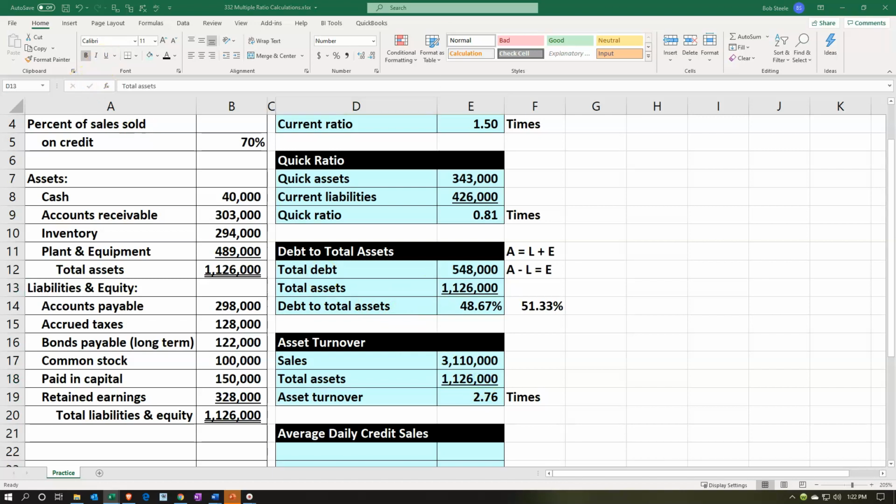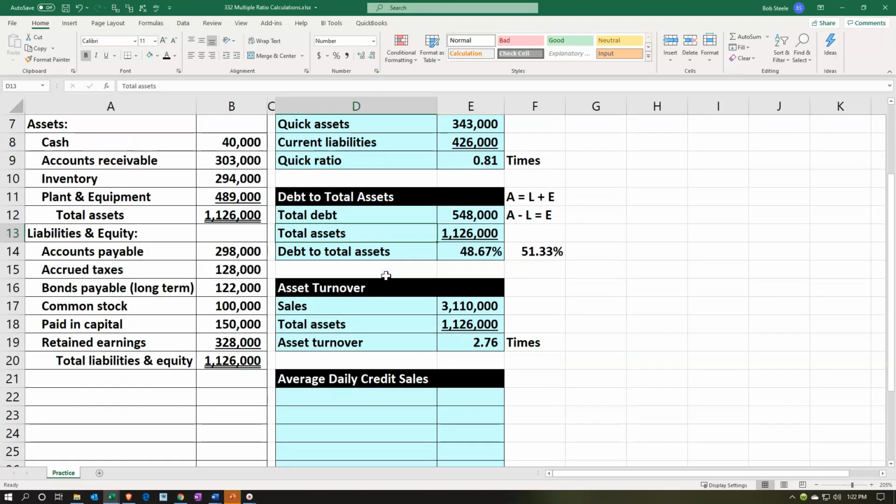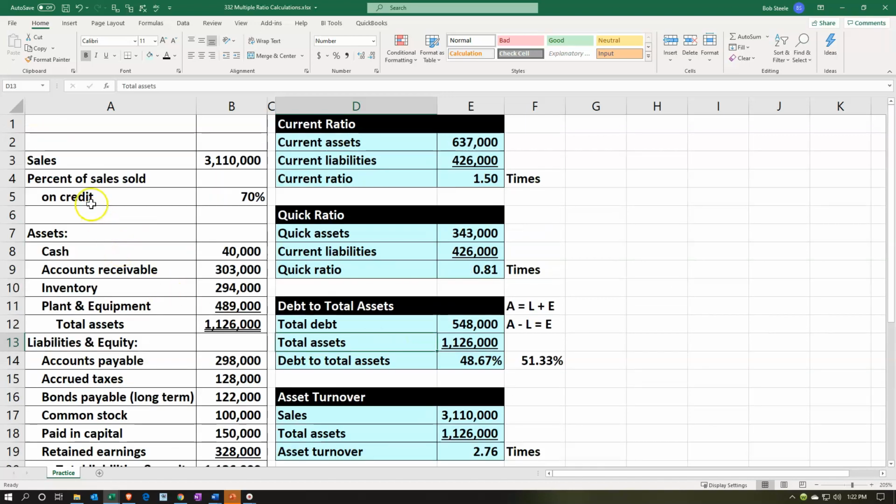All right, next one we'll calculate average daily credit sales. So when we make sales, we're talking about sales on the income statement. And then we often have this issue of collection on the sales. So one, we want to make the sale, but then we want to say, hey, are these people actually paying us, and when are they paying? How long does it take before we get the money from the sales if we're selling on account?